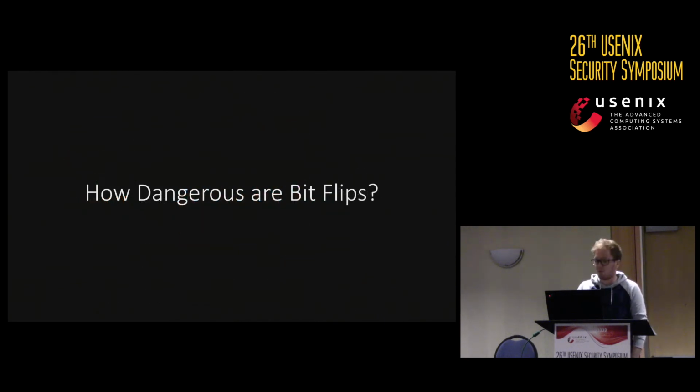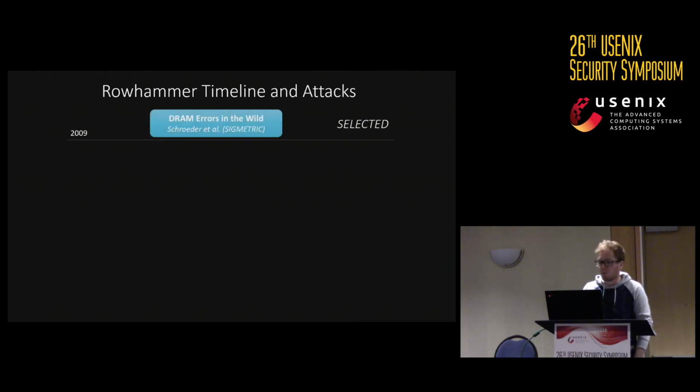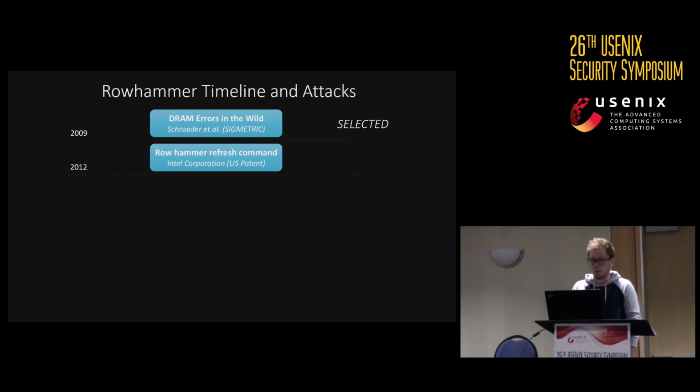Now, how dangerous are these bit flips? I mean, what could possibly go wrong if you flip a single bit? It's probably safe to say that a single control bit flip is actually devastating for system security. And there have been a number of studies. One early study is from 2009, and this is only a selected list of publications. In 2012, we saw an Intel patent filed, where in the patent application there's the name rowhammer. Nobody really knew what that meant. Only the people in Intel, I guess.